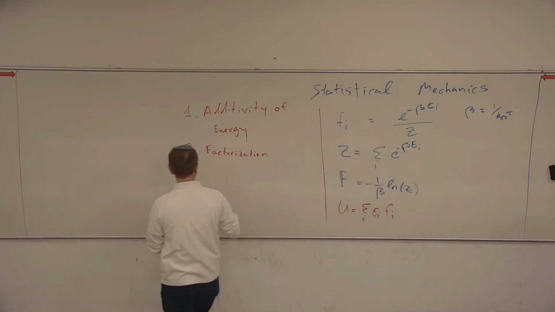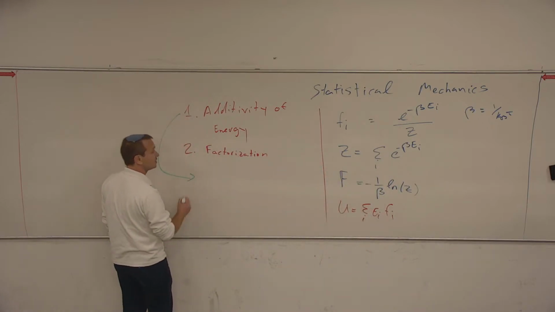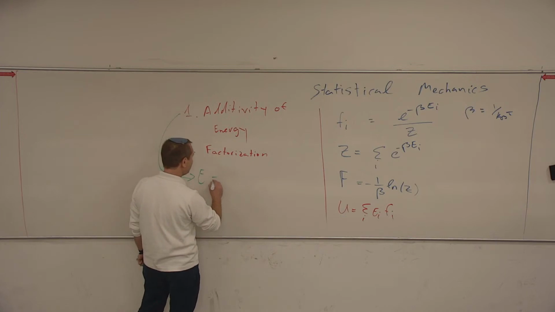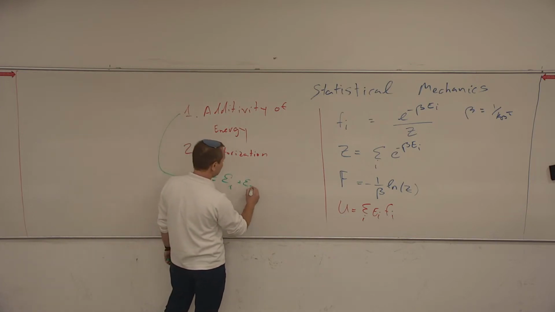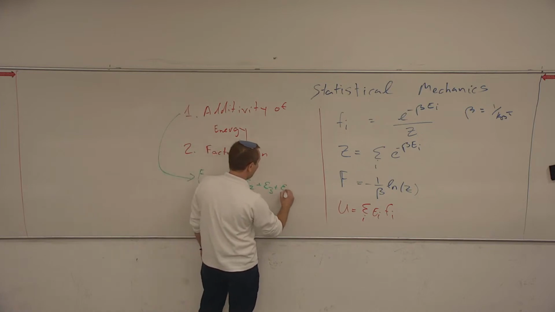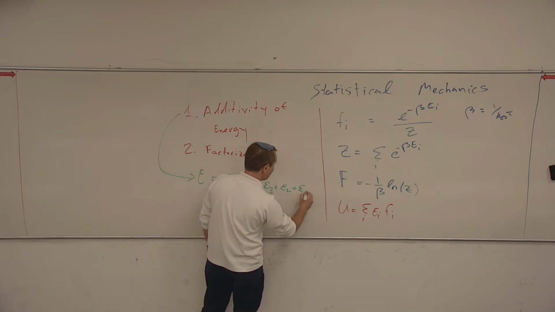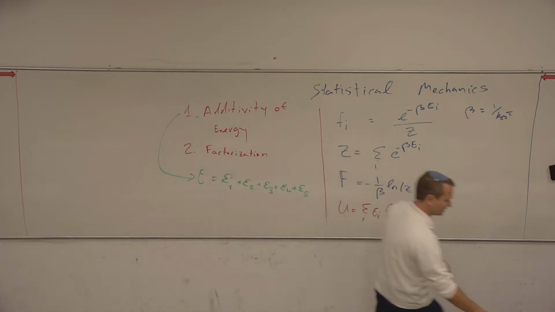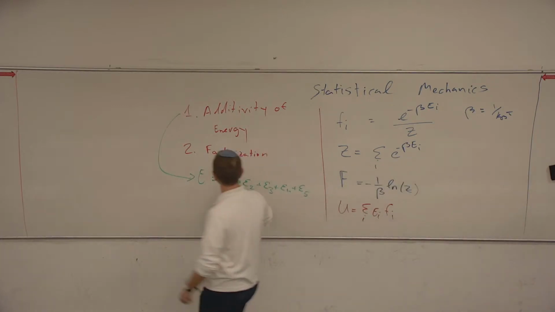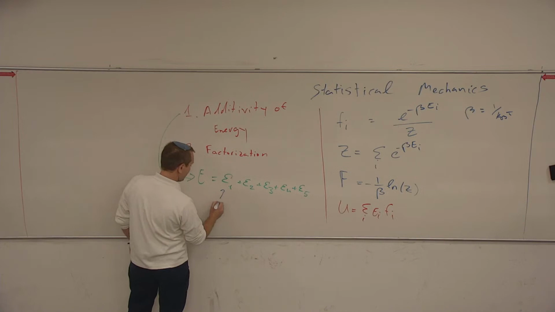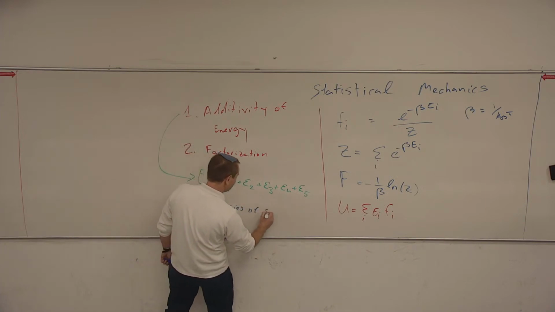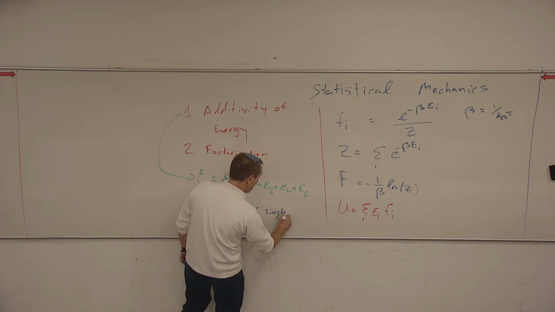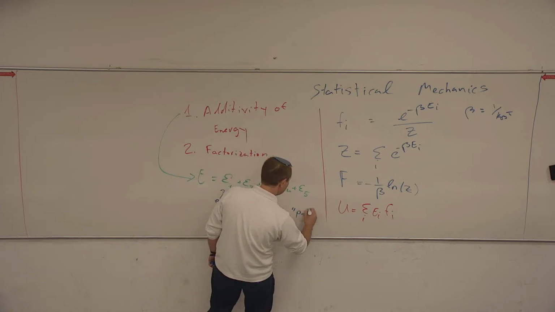And the total energy, this is additivity of energy, the total energy is a sum of epsilon 1 plus epsilon 2 plus epsilon 3 plus epsilon 4 plus epsilon 5, which are the energies of single, quote-unquote, particles. Okay.